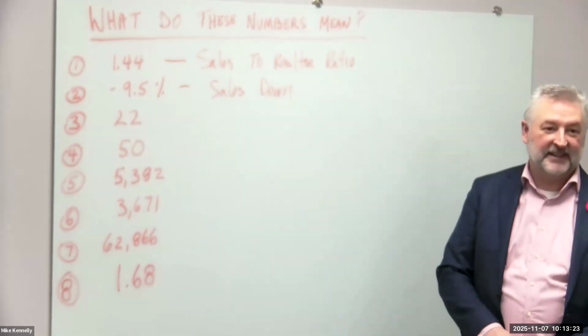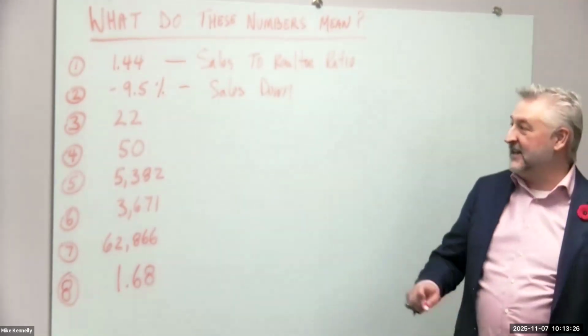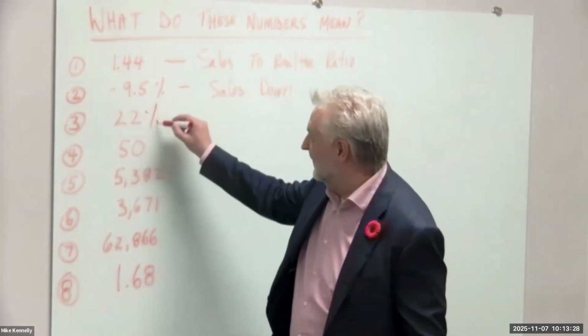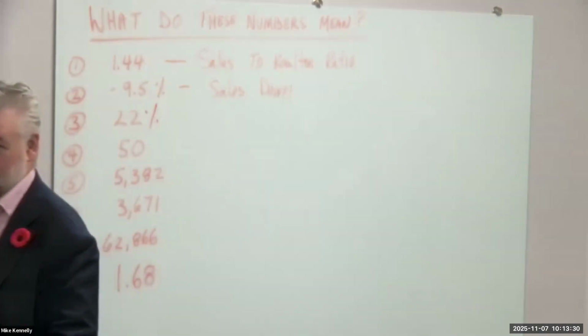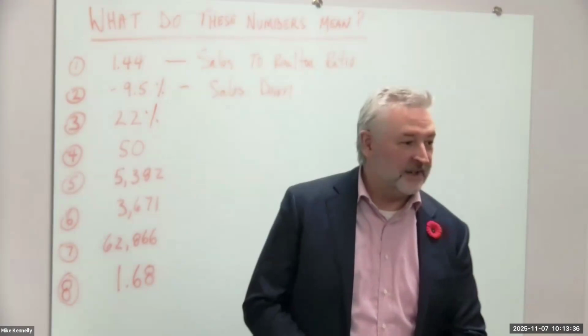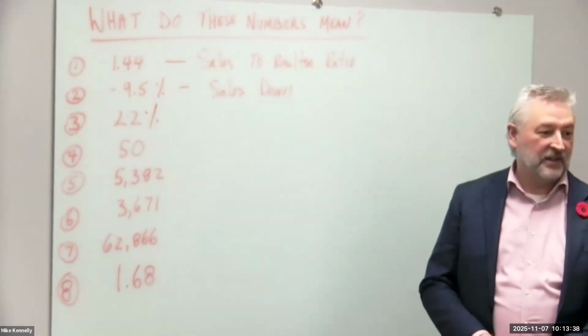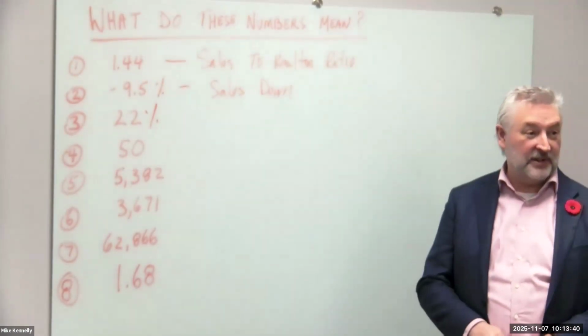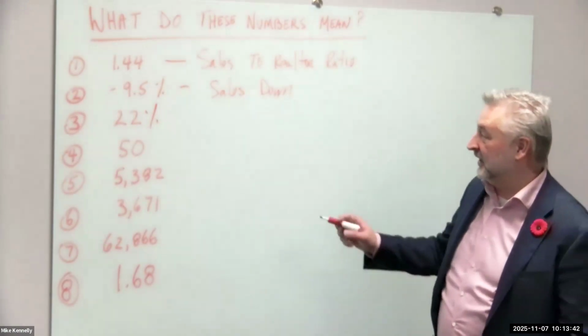Days on market. No. I'll give you a yes, no. Oh, I think that's a listings to sale ratio. 22%, prices are down. No, prices down? Oh, sorry, you said listings to sale? Yes, that's right.